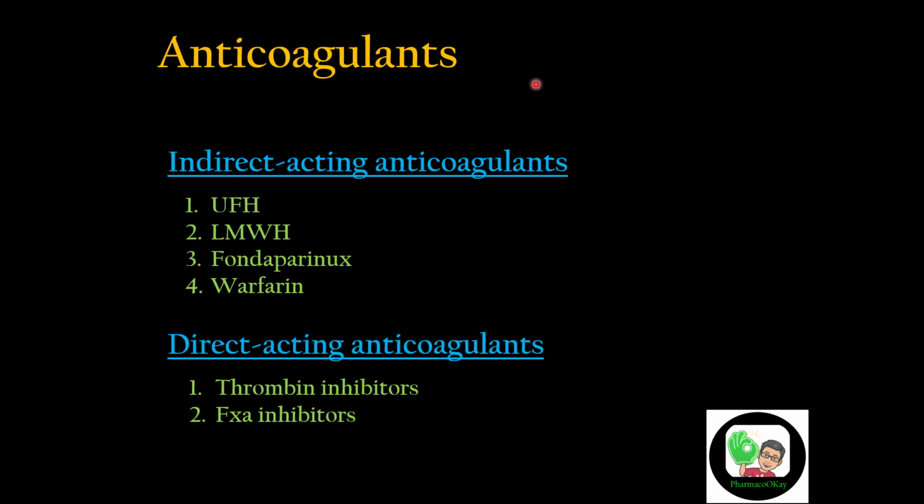There are two main types of anticoagulants, including indirect acting anticoagulants and direct acting anticoagulants. We call it indirect acting because these drugs act indirectly to inhibit the function of clotting factors. These include unfractionated heparin, low molecular weight heparin, fondaparinux, and warfarin. For the direct acting, it is straightforward. These drugs could inhibit clotting factors directly, such as direct thrombin inhibitors or direct factor 10A inhibitors.